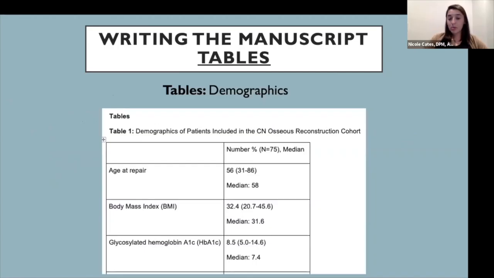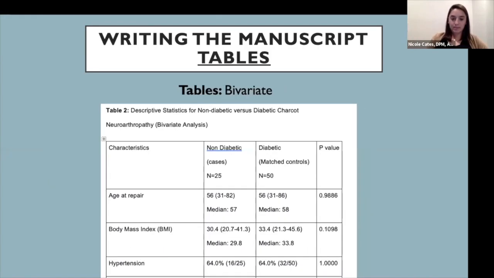So here's an example, just a little bit of the demographic table. It's all the patients, both with and without diabetes, and you're looking at the mean age, the BMI, and the A1C. You want to define all of the demographics for the entire cohort, both with and without diabetes.